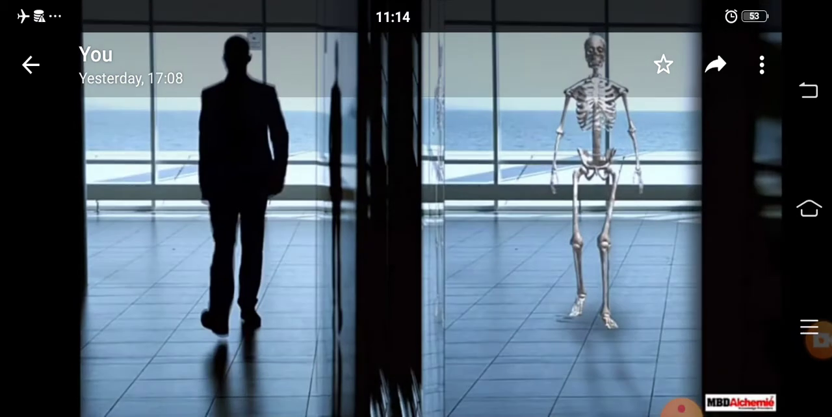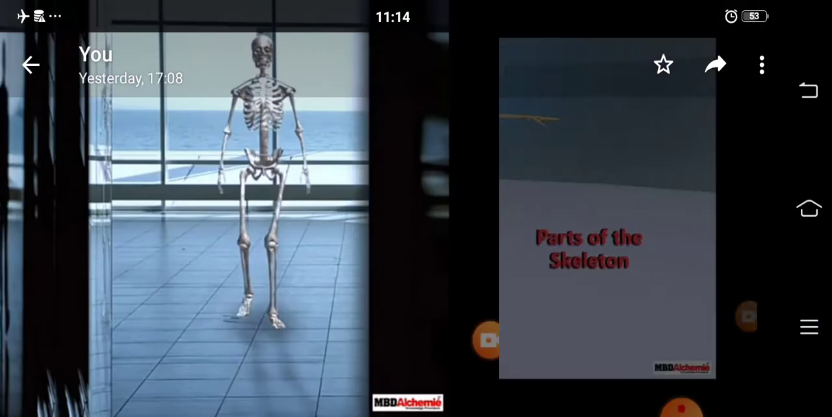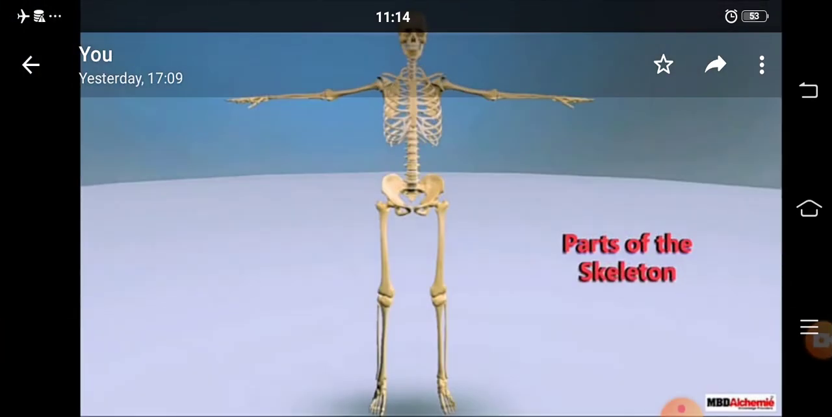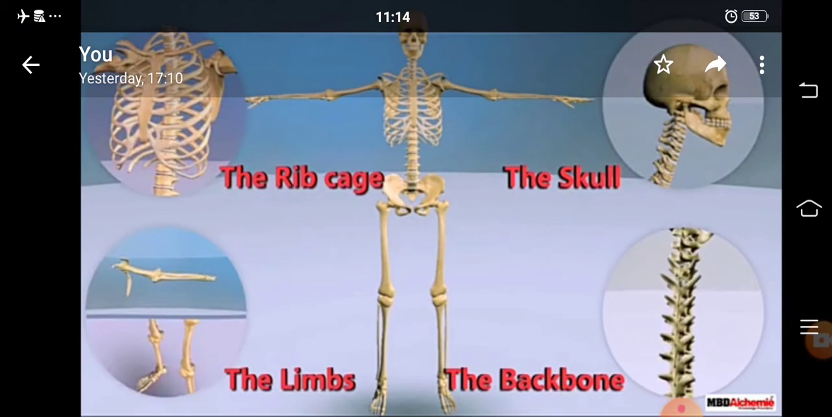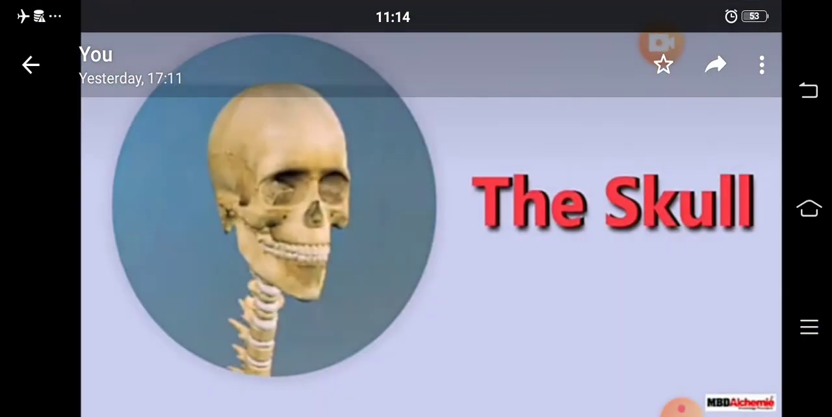Not only does the skeleton give shape and support, it also helps in movement of various parts of the body. Now let us look at some parts of the skeleton. The skeleton comprises four main parts: the skull, the backbone, the rib cage, and the limbs. Let us first learn about the skull.